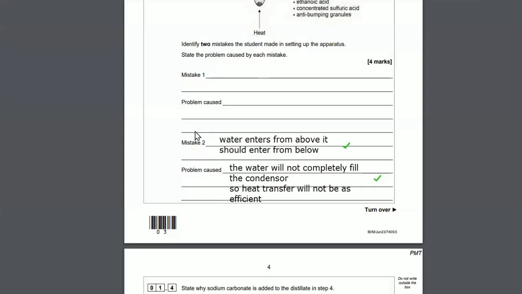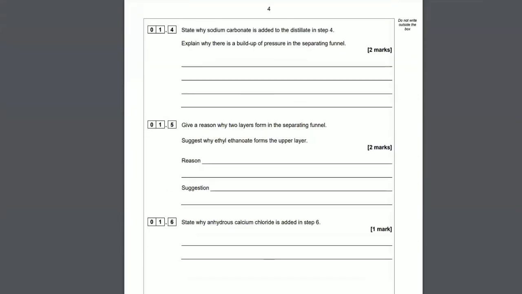Okay, let's move down. Right, we've got 1.4. State why sodium carbonate is added to the distillate in step 4. Explain why there is a buildup of pressure in the separating funnel, and that's worth 2 marks.